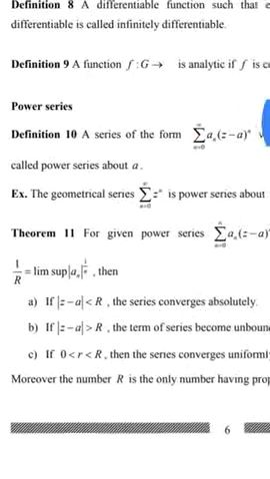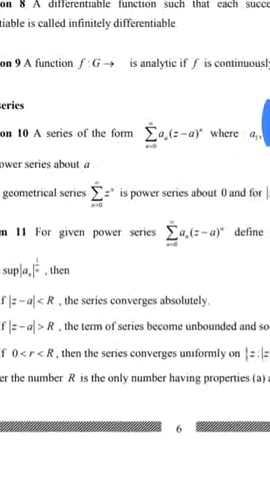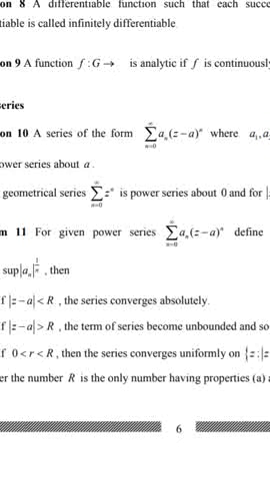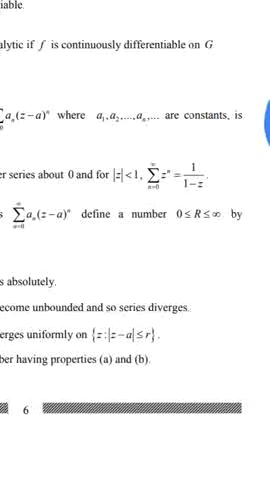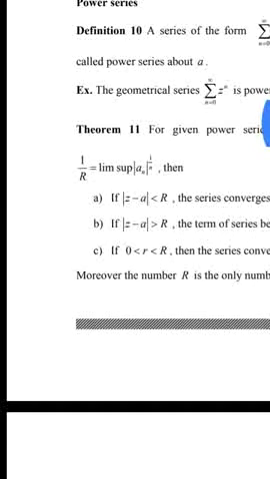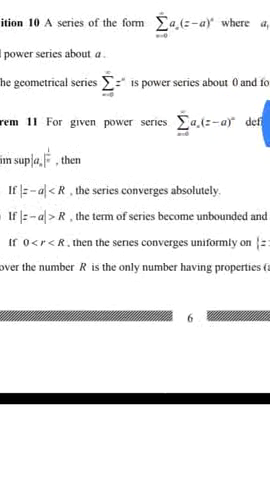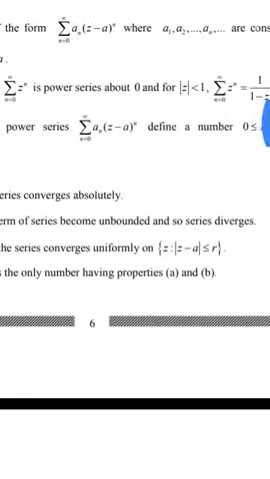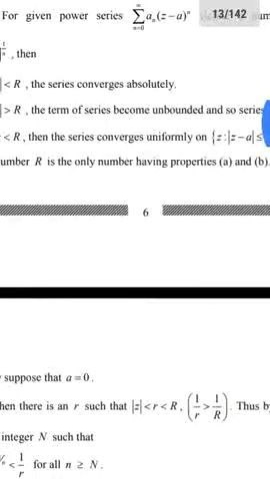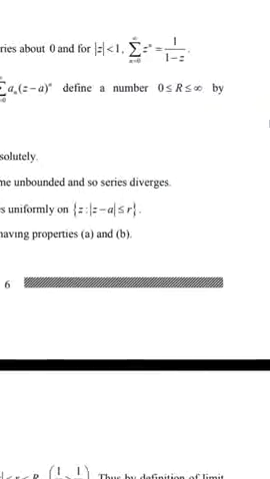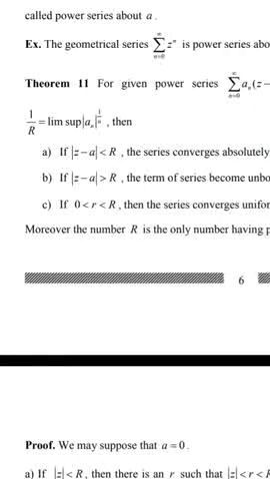Power series. A series of the form the summation of a_n (z minus a)^n, n = 0 to infinity, where a0, a1, ..., an are constants, is called a power series about a. The geometric series, the summation of z^n, n = 0 to infinity, is a power series about 0 and for modulus of z less than 1, the summation of z^n, n = 0 to infinity, is 1 divided by 1 minus z.